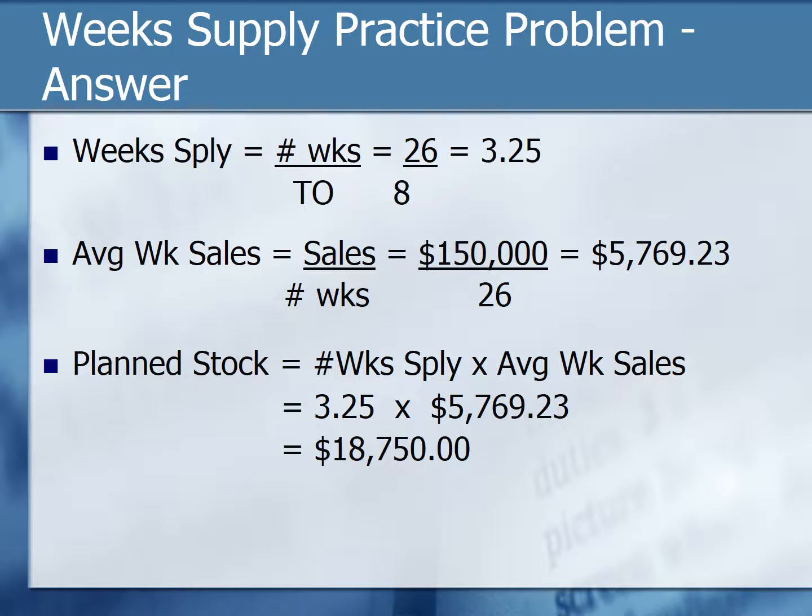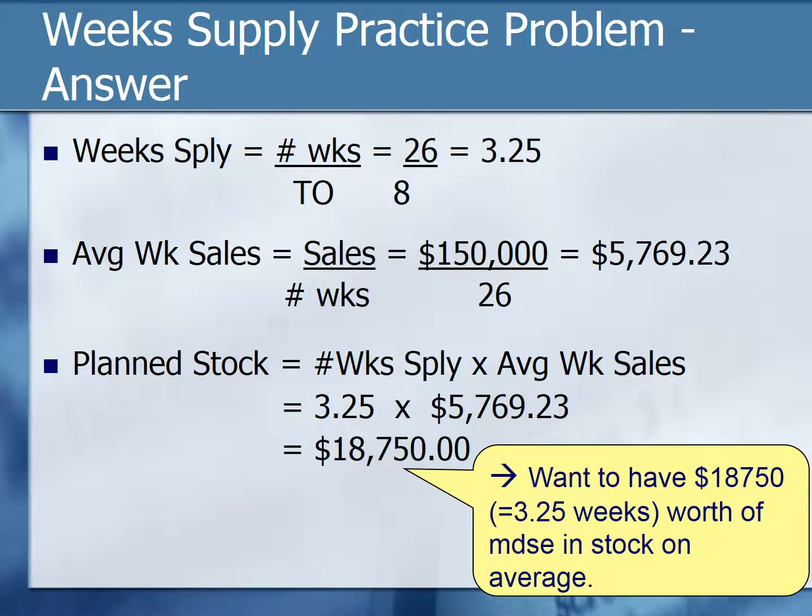Again, what does this number actually mean? It means that we want to have this $18,750 of merchandise in stock on average all the time throughout the season, and this is going to be worth about the sales of 3.25 weeks.